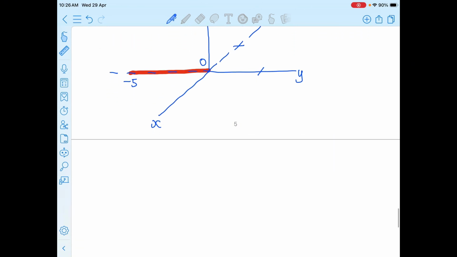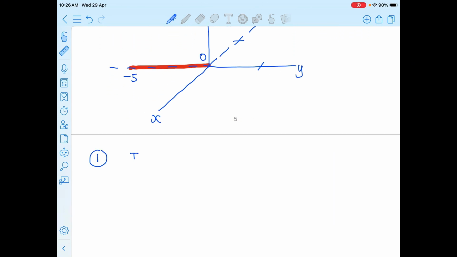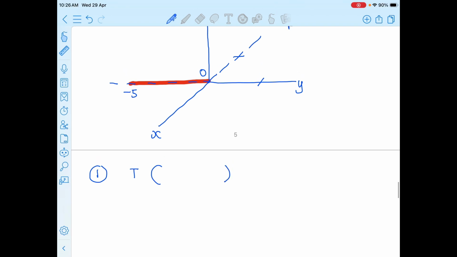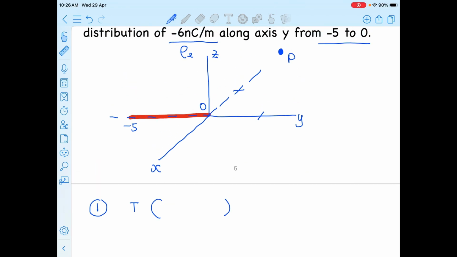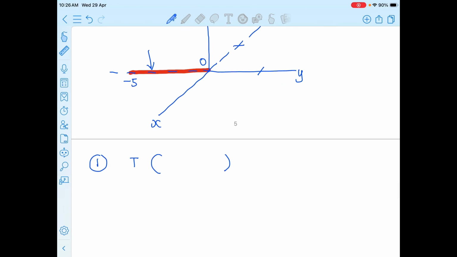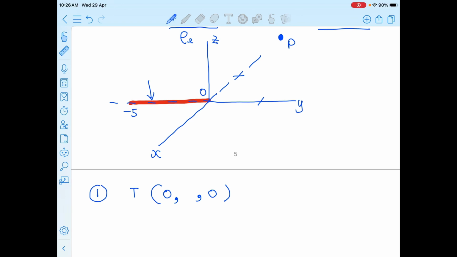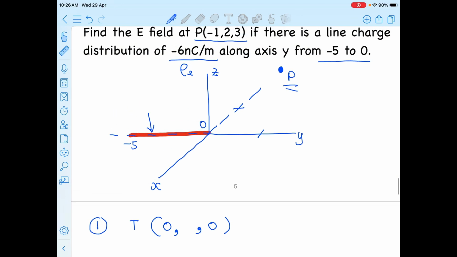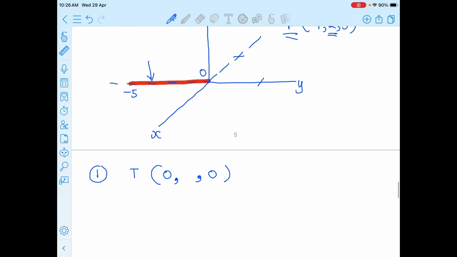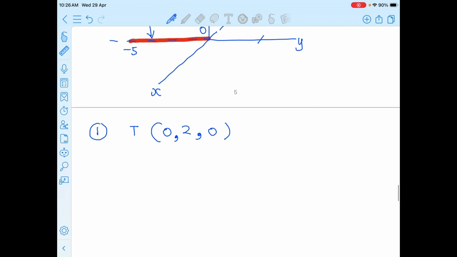So we are going to start our calculations by first finding our point T. Point T will be a point that is along the axis that you have your line charge. Your line charge is along the axis y, so all the coordinates on the axis y will have an x of 0, and the z is also 0. For the y coordinate we have no idea, so we have to refer to the y coordinate of the point P. In this case the y coordinate is 2, so our point T is (0, 2, 0).